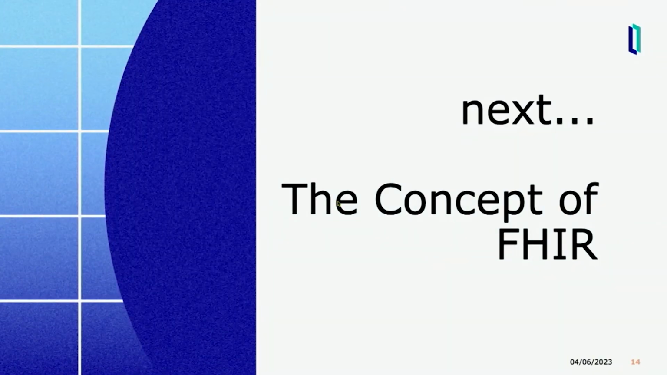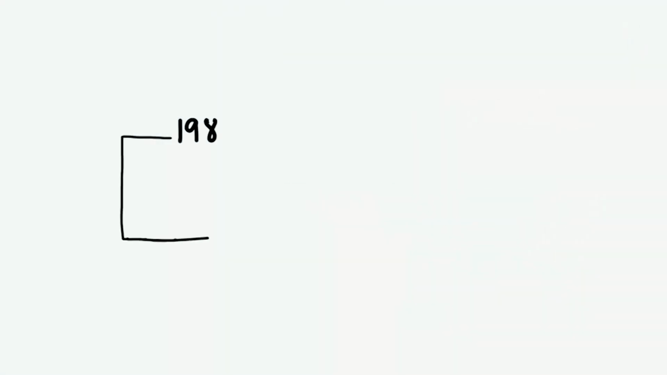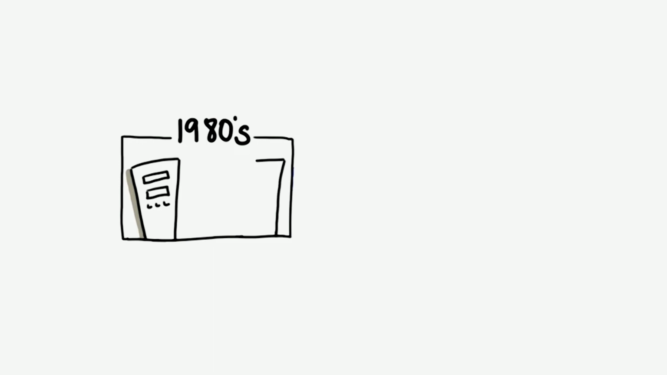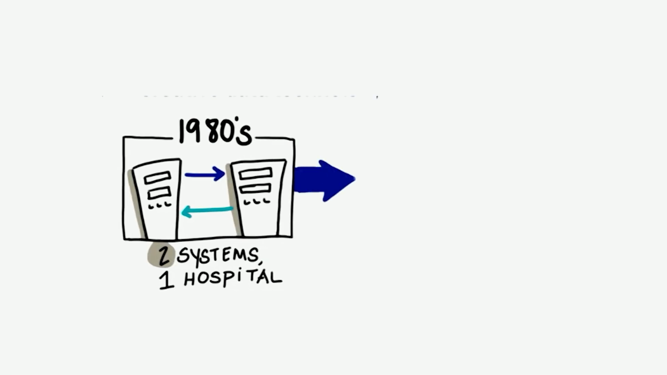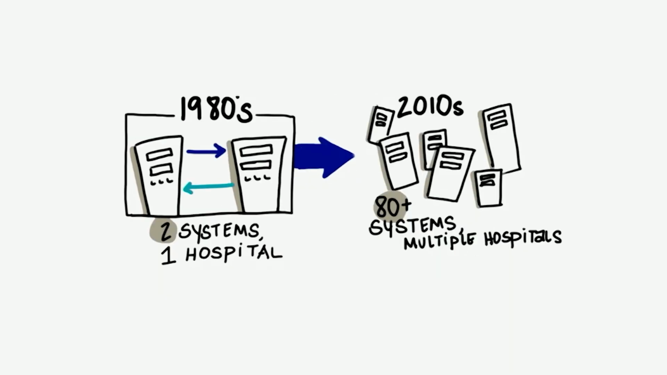So next, I'm going to talk about the concept of FHIR. I want to talk about FHIR by going back before FHIR to the 1980s, when interoperability in healthcare really began. And it began not because organizations wanted to share information, but because hospitals started to have more than one system within their walls and they had to connect them. And that's when the HL7 organization was founded. That's when HL7 V2 was developed.